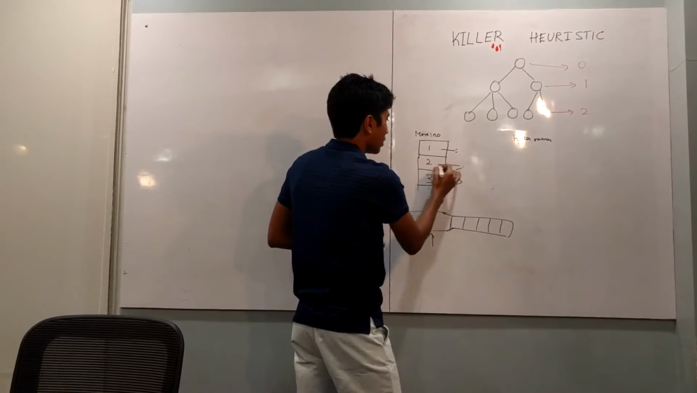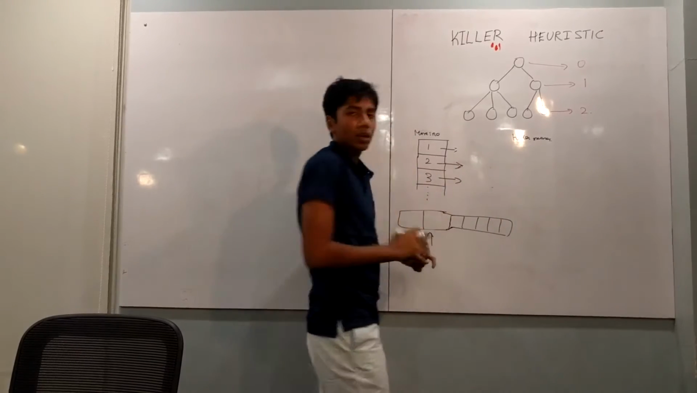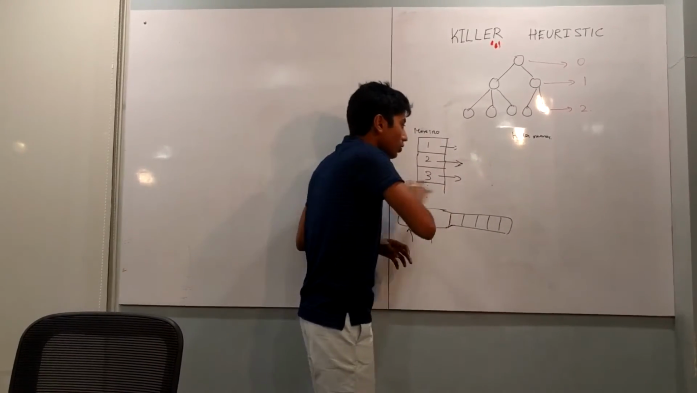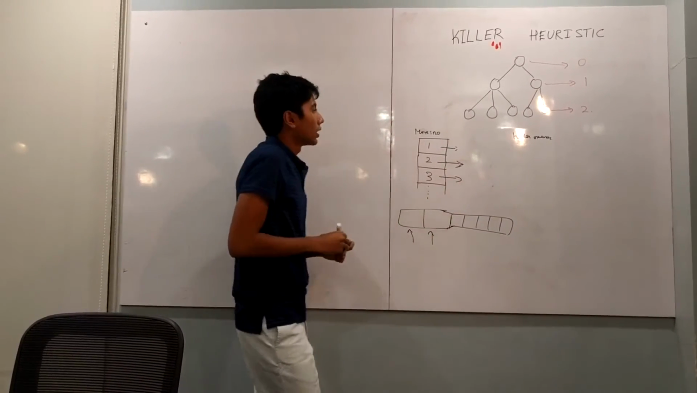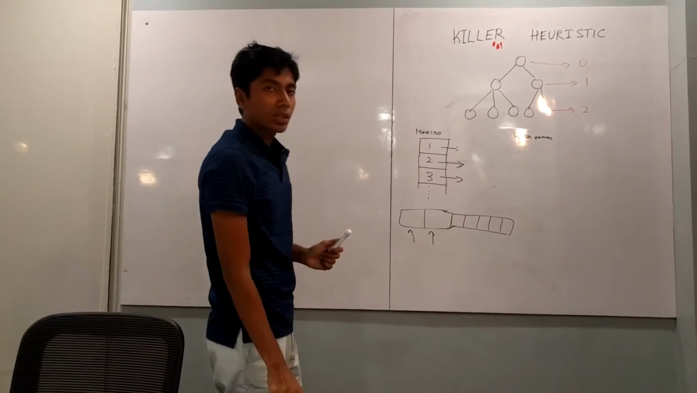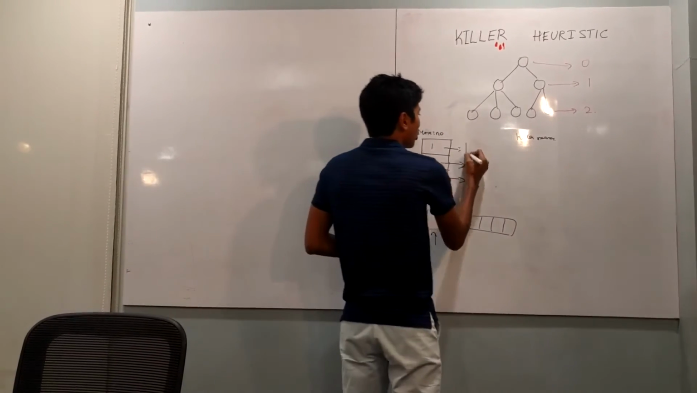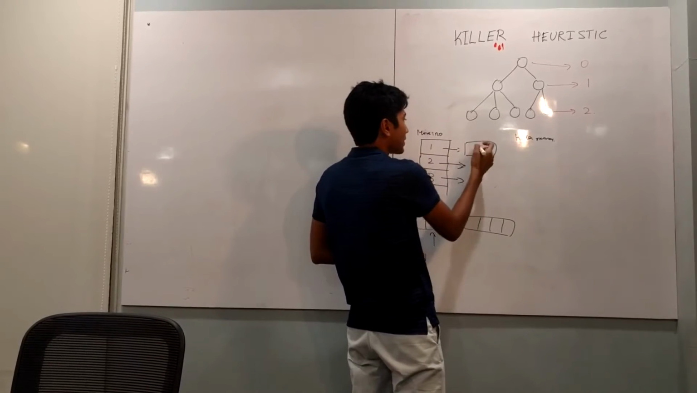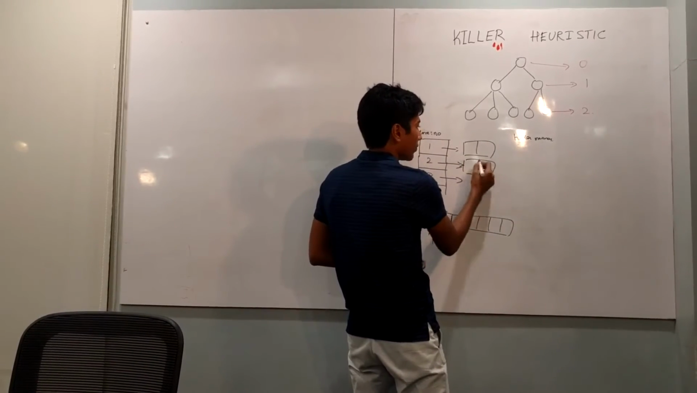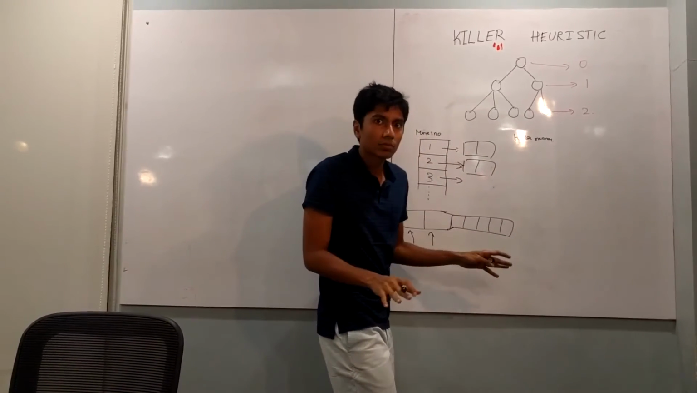For the second move index, you'll have the same heap configuration. For the third, you'll again have something different. Now, important to notice is that not all move indexes have the same killer moves inside them, because that would be insane.